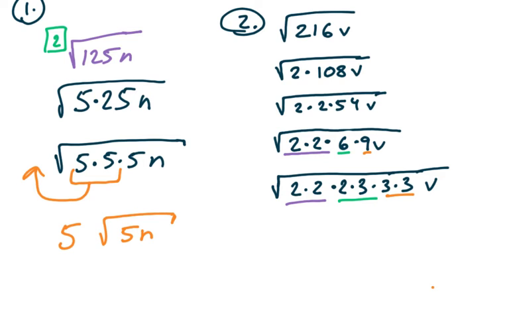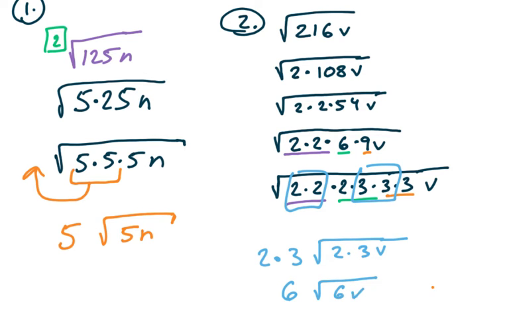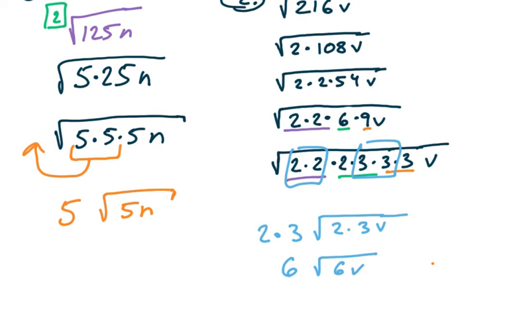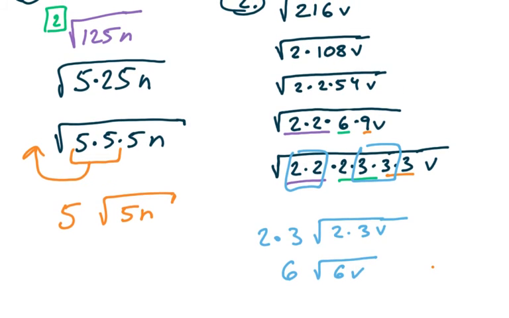Okay, so the idea here is if I can put them in groups of 2, they can go outside and play. So these 2 can go outside and play, and these 2 can go outside and play. So I have 2 times 3 on the outside, and I'm left with 2 times 3v on the inside. So this is 6 and 6v. And that is it.